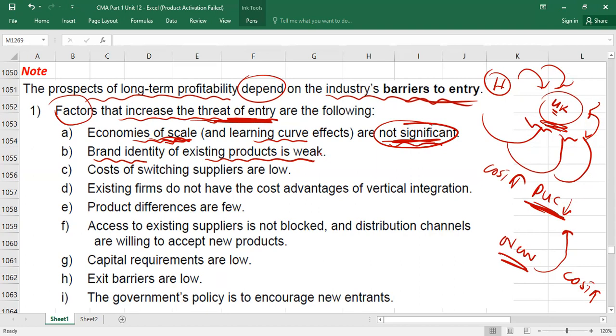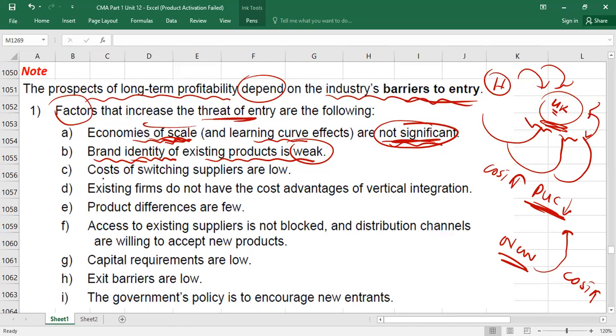So that is why, when brand identity is not there, for example iPhone, Apple, Samsung, there are so many mobile manufacturing companies and electronics companies. If I want to make a new mobile and compete with iPhone, it is hard for me. Why? Because brand identity is not weak there. Brand identity is strong. People know which product is the best product. But when the brand identity of existing products is weak, the threat of new entry will increase.